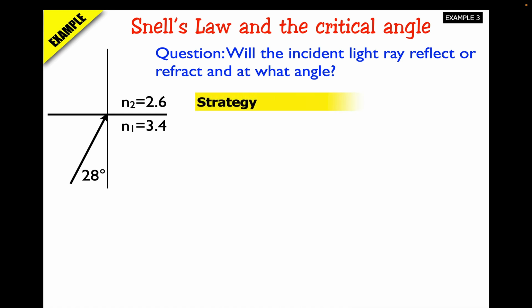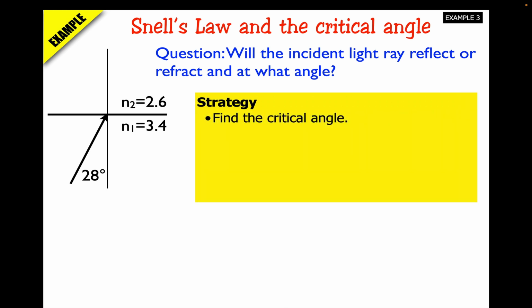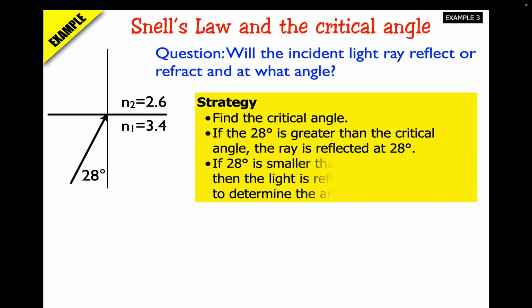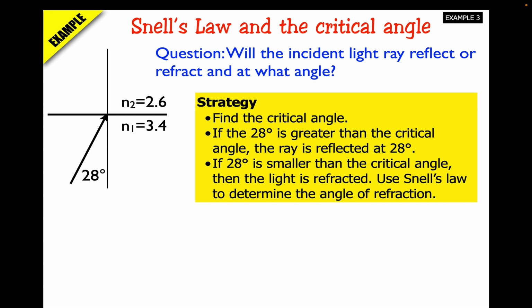Here's my strategy. First thing I'm going to do is a problem within a problem. I'm going to find the critical angle, and I'll use that to compare my current angle of 28 degrees to. If 28 degrees is greater than the critical angle, the ray is reflected, and it'll be reflected at the same angle, or 28 degrees. If 28 degrees is smaller than the critical angle, then the light is refracted. Use Snell's law to determine the angle of refraction.